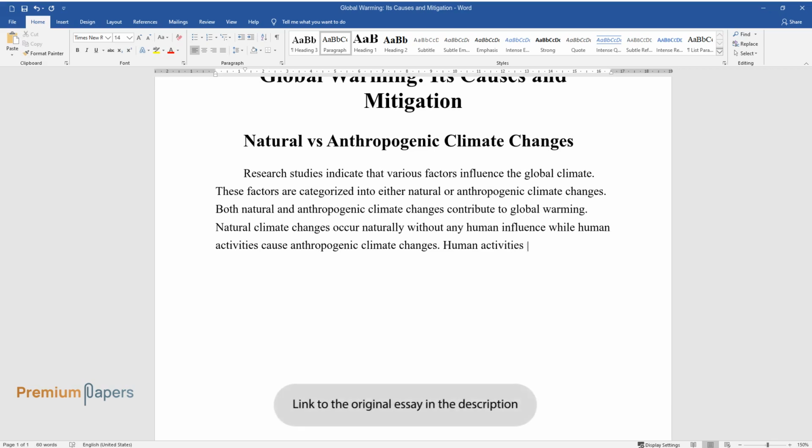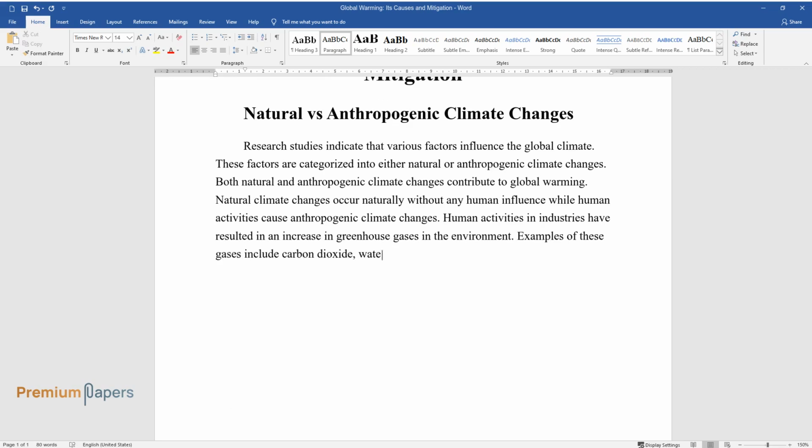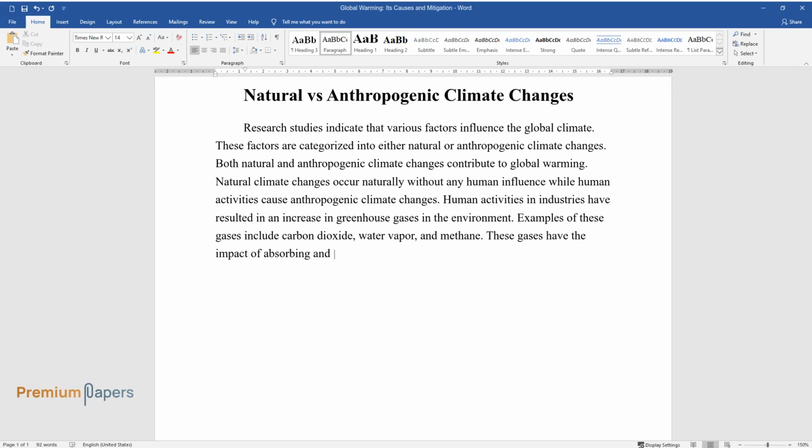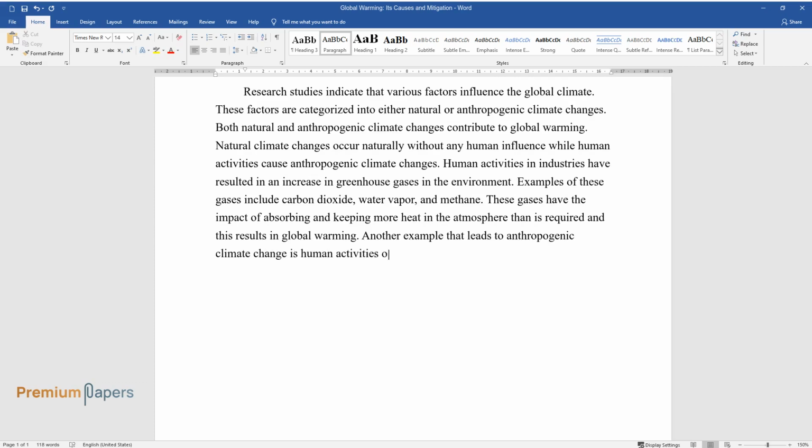Human activities in industries have resulted in an increase in greenhouse gases in the environment. Examples of these gases include carbon dioxide, water vapor, and methane. These gases have the impact of absorbing and keeping more heat in the atmosphere than is required, and this results in global warming.